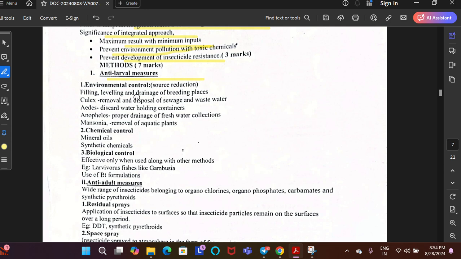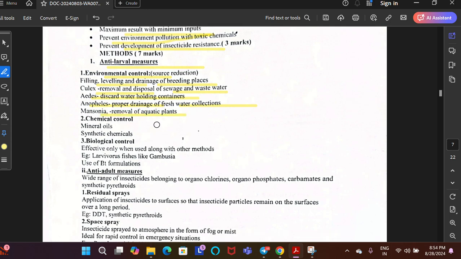First comes the anti-larval methods. Environmental control is by source reduction, that is filling, leveling, drainage of breeding places. For Culex, removal and disposal of sewage and wastewater. For Aedes, discard water holding containers. For Anopheles, proper drainage of freshwater collections. For Mansonia, removal of the aquatic plants.